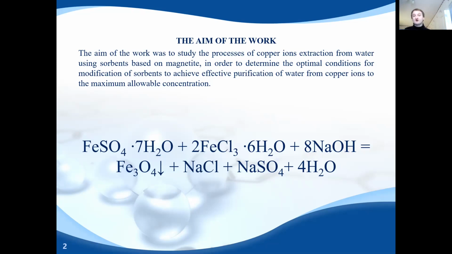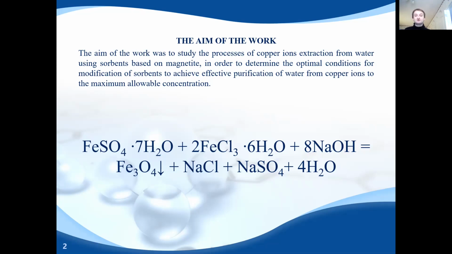Known methods of water purification from heavy metal ions are accompanied by the formation of toxic sludge, which is difficult to dispose of, or liquid waste, the processing of which requires significant costs. In addition, most known methods of water purification from heavy metal ions do not possess the necessary extraction efficiency.